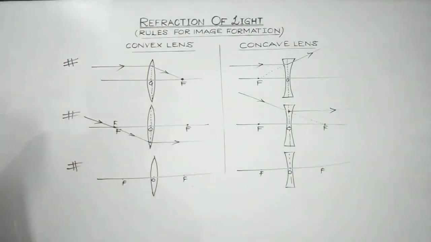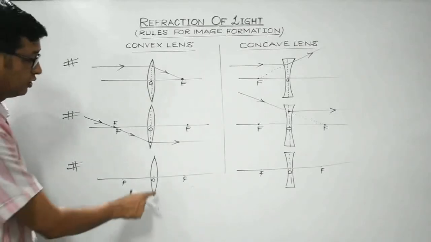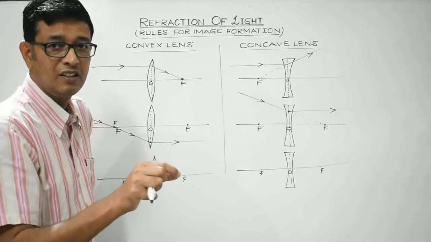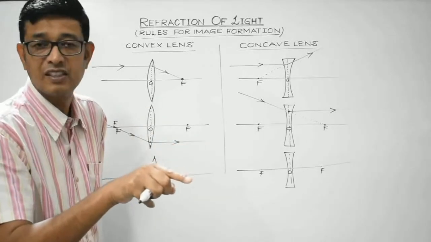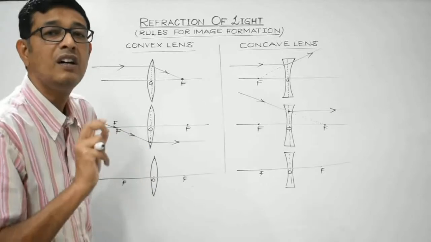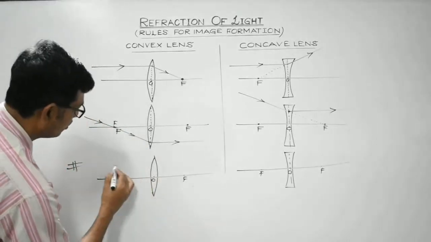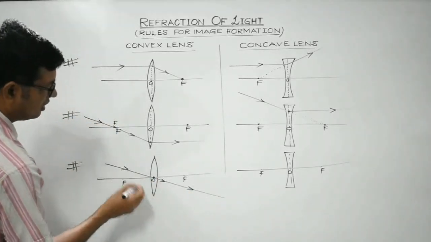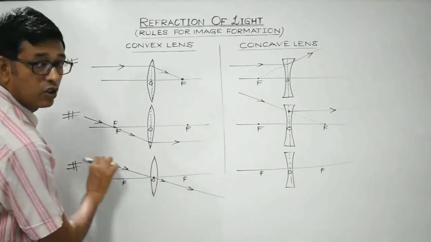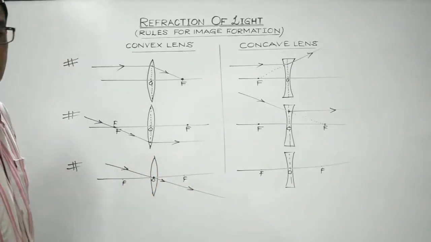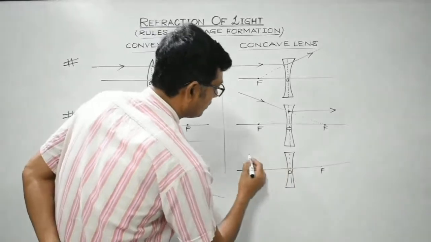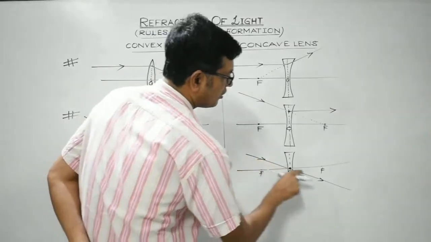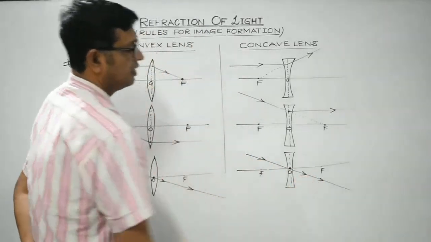Right? So, the third rule is, I've told you the definition of optical center. It is a hypothetical point which lies within the lens through which if the incident ray passes, then it won't get deviated. It will remain undeviated. So that's the third rule, like this. Look, incident ray is passing through the optical center. It will remain undeviated. It will not suffer any sort of deviation from its original path. Here also, same thing. This is the optical center through which this incident ray is passing. So it will remain undeviated.